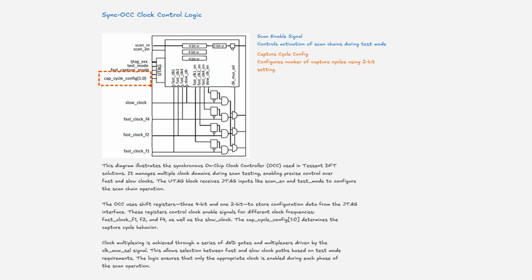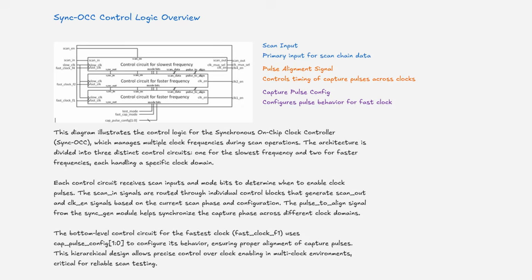Clock multiplexing is achieved through a series of AND gates and multiplexers driven by the clock mux select signal. This allows selection between fast and slow clock paths based on test mode requirements. The logic ensures that only the appropriate clock is enabled during each phase of the scan operation. This diagram illustrates the control logic for the synchronous on-chip clock controller, Sync OCC, which manages multiple clock frequencies during scan operations. The architecture is divided into 3 distinct control circuits, 1 for the slowest frequency and 2 for faster frequencies, each handling a specific clock domain.